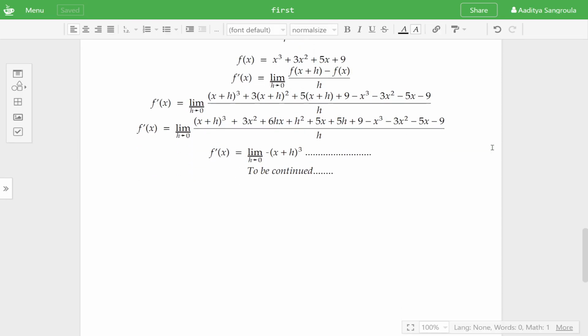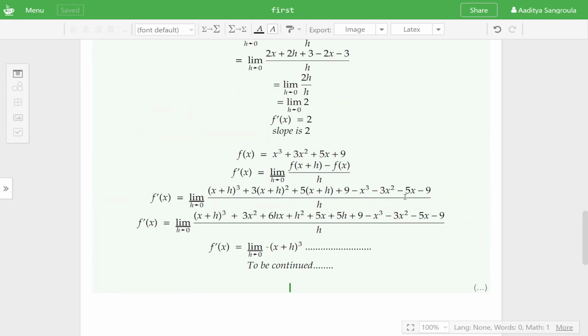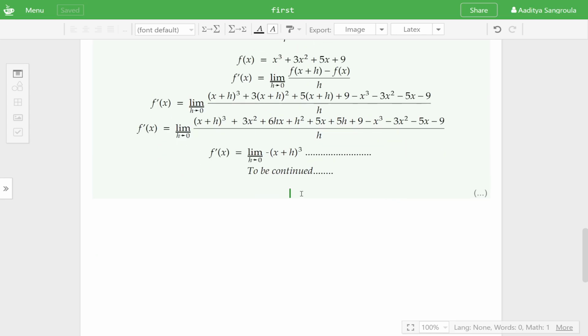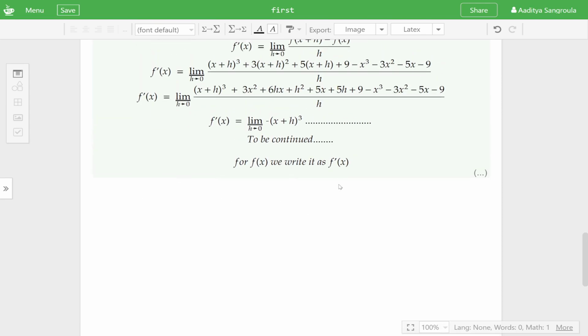Okay, so how do we calculate the derivative now? In order to calculate the derivative, we have a lot of formulas, and we have different ways of writing the derivative notation. So for example, for f of x, we write it as f prime at x, right? And that's so cool.